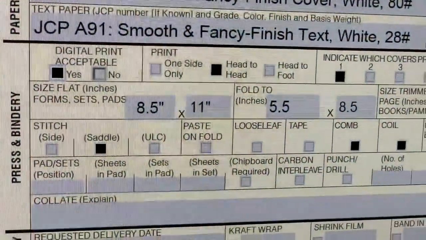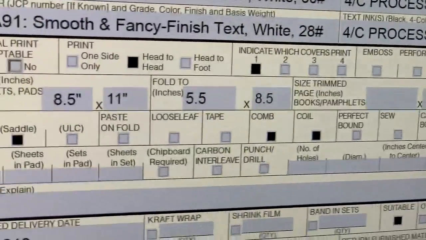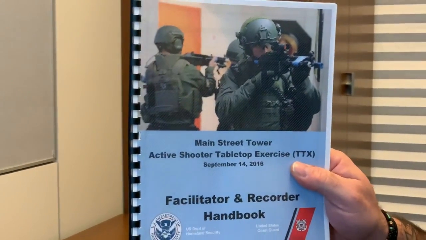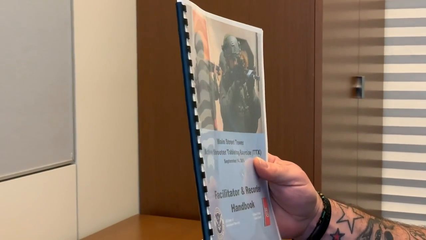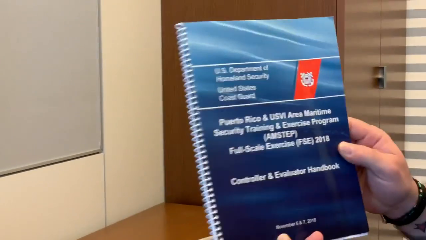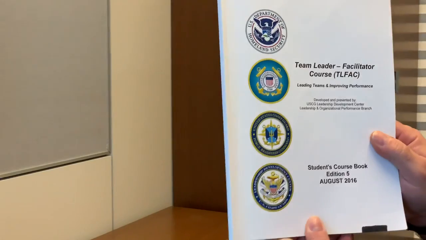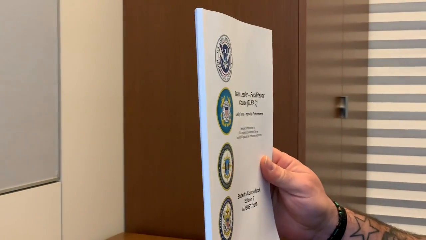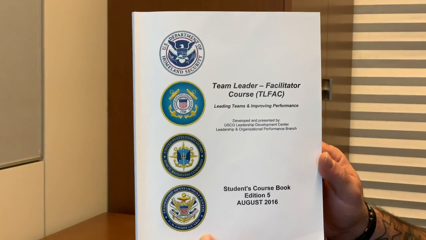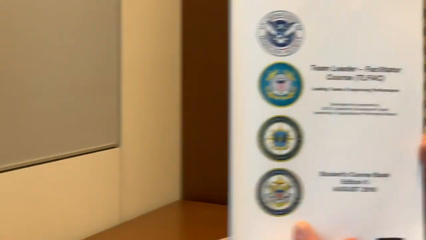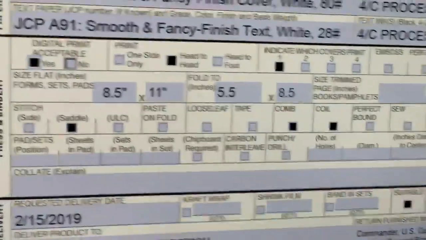And then you get to explain how to finish, fold, and bind the document. Stitch indicates stapling, either on the side or saddle, which is the center of the book like our example. ULC means just stapling in the upper left corner. Comb is the plastic binding on the side that looks like our example. Coil is a continuous spring-like binding such as this. And perfect is adhesive bound for larger books or magazines with more than 96 pages like this Team Leader Facilitator Student Guide. You can specify the material or color if needed, such as white coil or black comb.